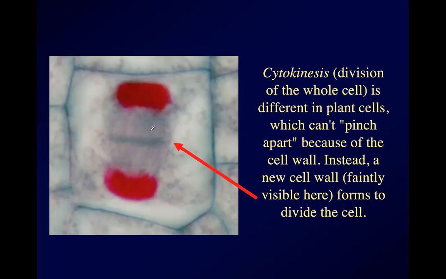And it's the same thing in plant cells. This is a plant cell in telophase. You can see the two clumps of chromosomes that are forming new nuclei. This fuzzy stuff right there that I'm outlining, that's the spindle fibers. And just faintly visible here is the beginnings of a new cell wall that will eventually extend all the way across and divide the cell.